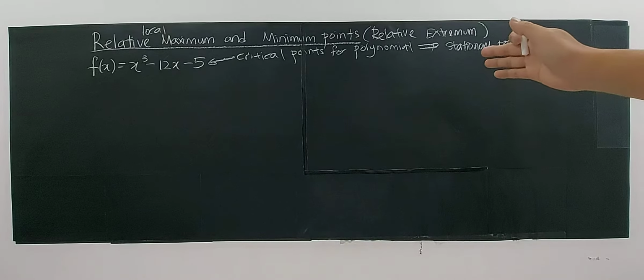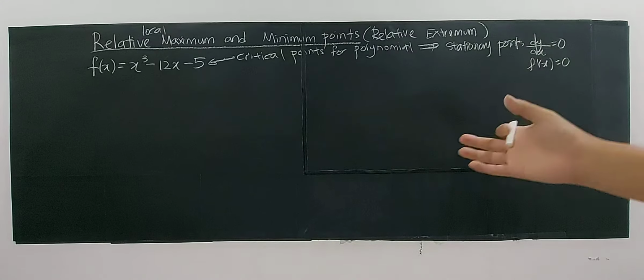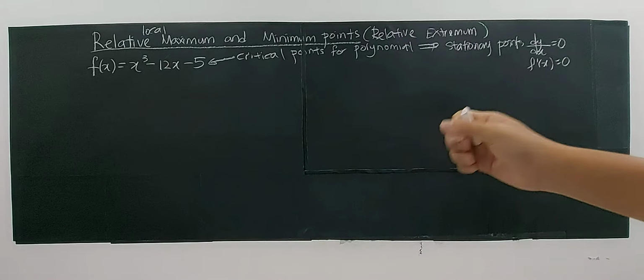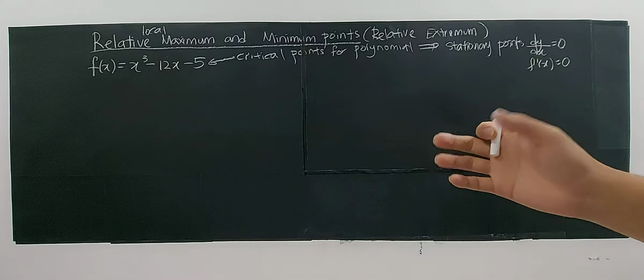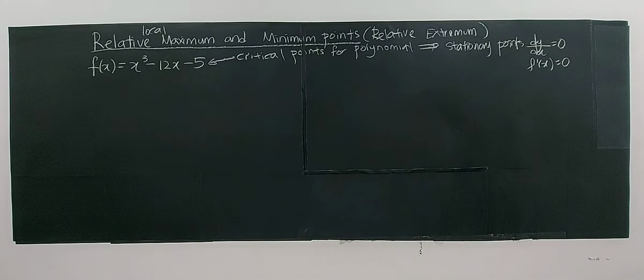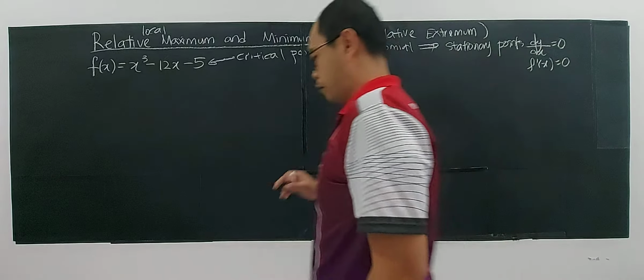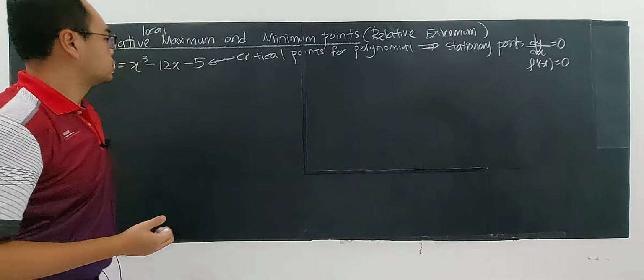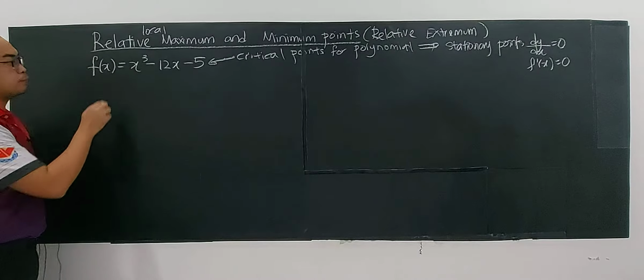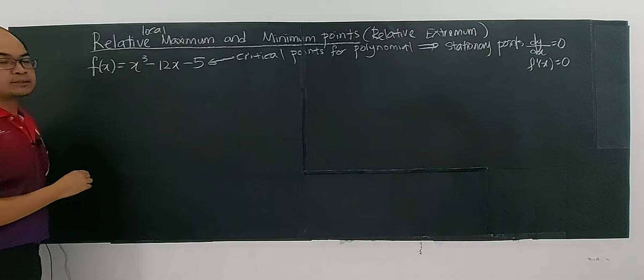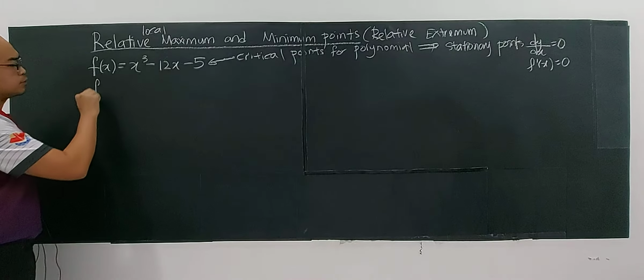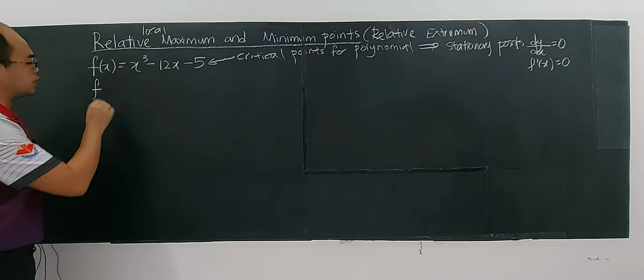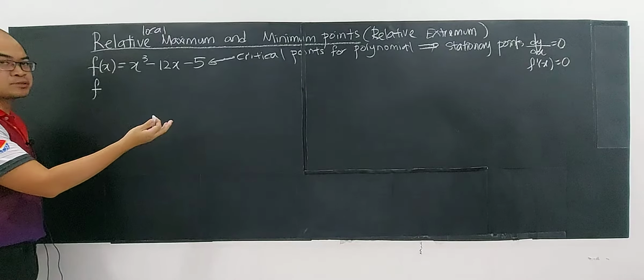After we identify the stationary points, we need to identify the nature of the points, whether they are maximum or minimum points. Let's see what I am talking about. For example, this case here is a cubic function. Of course, I don't know how to sketch this cubic function except if I have an app.